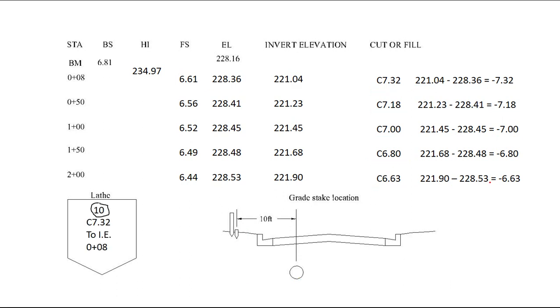All right, the last thing that I could do here would be to write up a lath. You would put a lath, which is a tall, thin piece of wood, next to the hub. The lath has the information written on it that tells the contractor how to get from the hub to the invert elevation. So what we're telling the contractor here is go over 10 feet, cut 7.32, so go down 7.32 feet to the invert elevation, i.e. invert elevation of station 0 plus 08. And that's how we'd write up the lath. So that's how to complete a set of grade stake calculations.